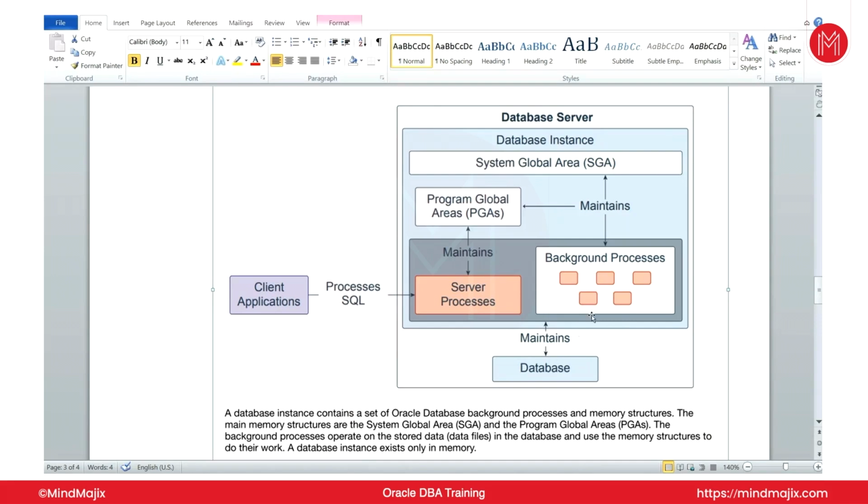Background process is for the database. Server process is for the client. So data pump is a client for the database. Does it answer your question?